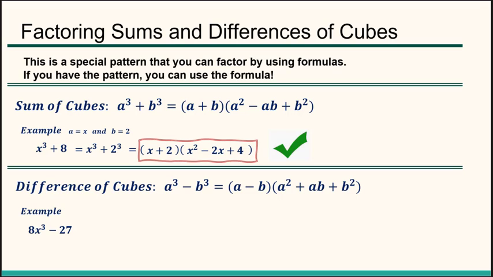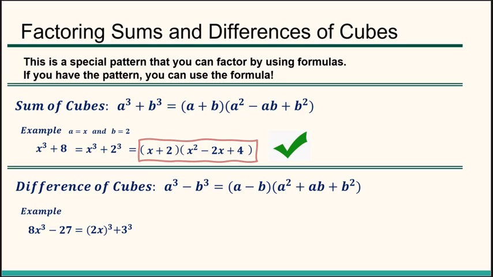So let's say we have the difference of cubes. I got a cubed minus b cubed, and I see it's in that form. Then I can write down open parenthesis a minus b, close parenthesis, open parenthesis, a squared plus ab plus b squared, and close that parenthesis. Now my example is 8x cubed minus 27. So what I have to do is figure out what's a and what's b. So let's look carefully.